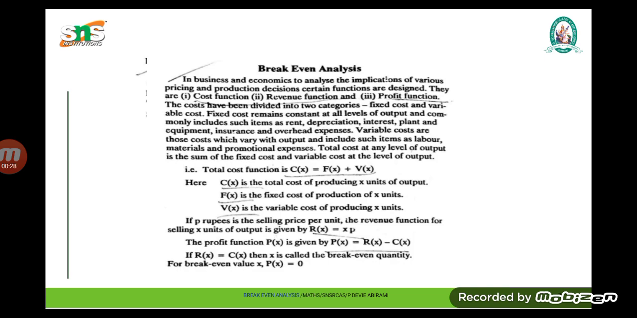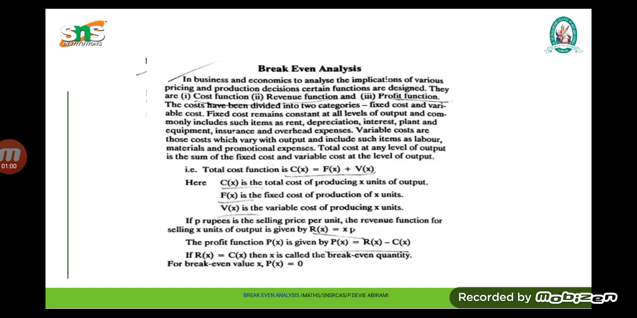Fixed cost remains constant at all levels of output, whereas variable cost varies with output, and includes labor charges, materials, promotional and production charges, etc. Total cost function can be calculated by using the formula C of x is equal to f of x plus v of x. C of x is the cost function, f of x is the fixed cost, and v of x is the variable cost.